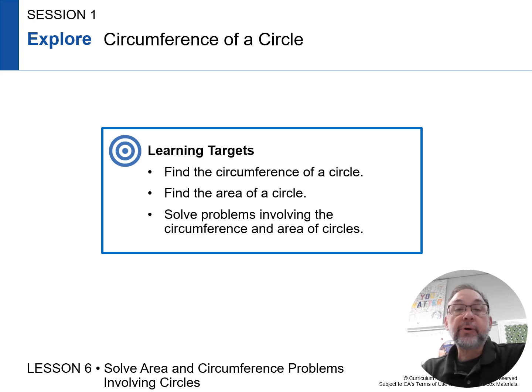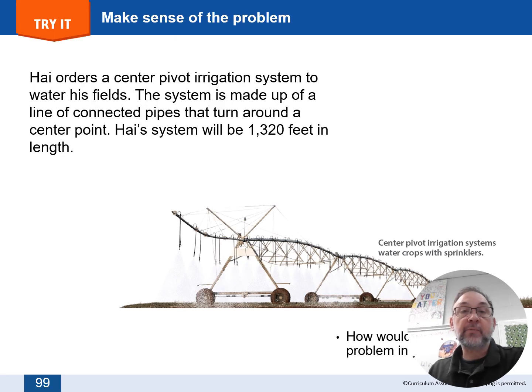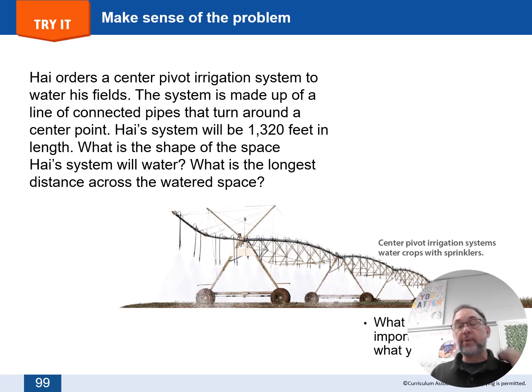So, our learning targets for today are to one, find the circumference of a circle, two, find the area of a circle, and three, solve problems involving the circumference and areas of a circle. I'm going to skip ahead a few of these slides so you're not going to have to do every slide. We're going to pass the same and different, and jump to the problem on page 99. So you need to get your books out and open up to page 99.